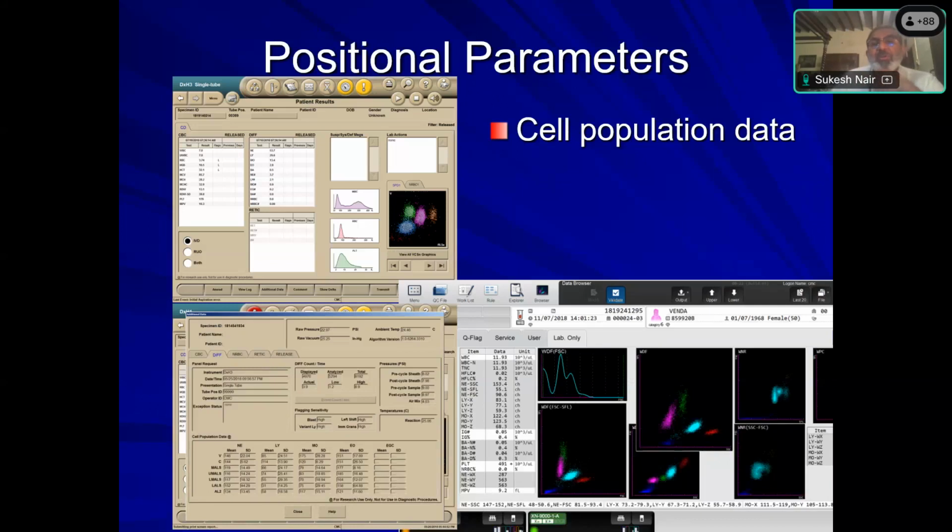Fortunately, some of the cell counters will also give you objective data. It will tell you the average size of a neutrophil in a human being, the average size of a lymphocyte, the average scatter of a neutrophil, the average conductivity of a neutrophil, the average scatter of a lymphocyte, and also the average fluorescence of a lymphocyte and of a neutrophil. Therefore, we look at developing reference ranges for these parameters, because cell counters are providing those cell population data, which are called positional parameters, or information on the cell, whether the cells are normal or abnormal.